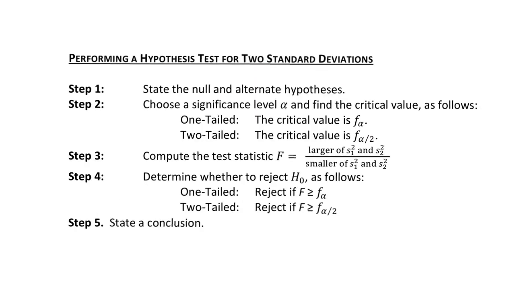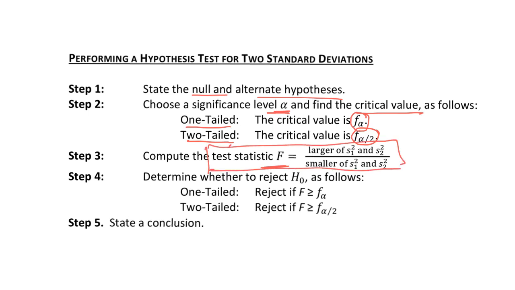Now let's look at the procedure for performing the hypothesis test for two standard deviations. First, state the null and alternate hypothesis. Then choose a significance level alpha and find the critical values. If it is one tail, the critical value will be F of alpha, and if it is two tail, it will be F of alpha over 2. And compute the test statistic. This is the same formula I explained before.